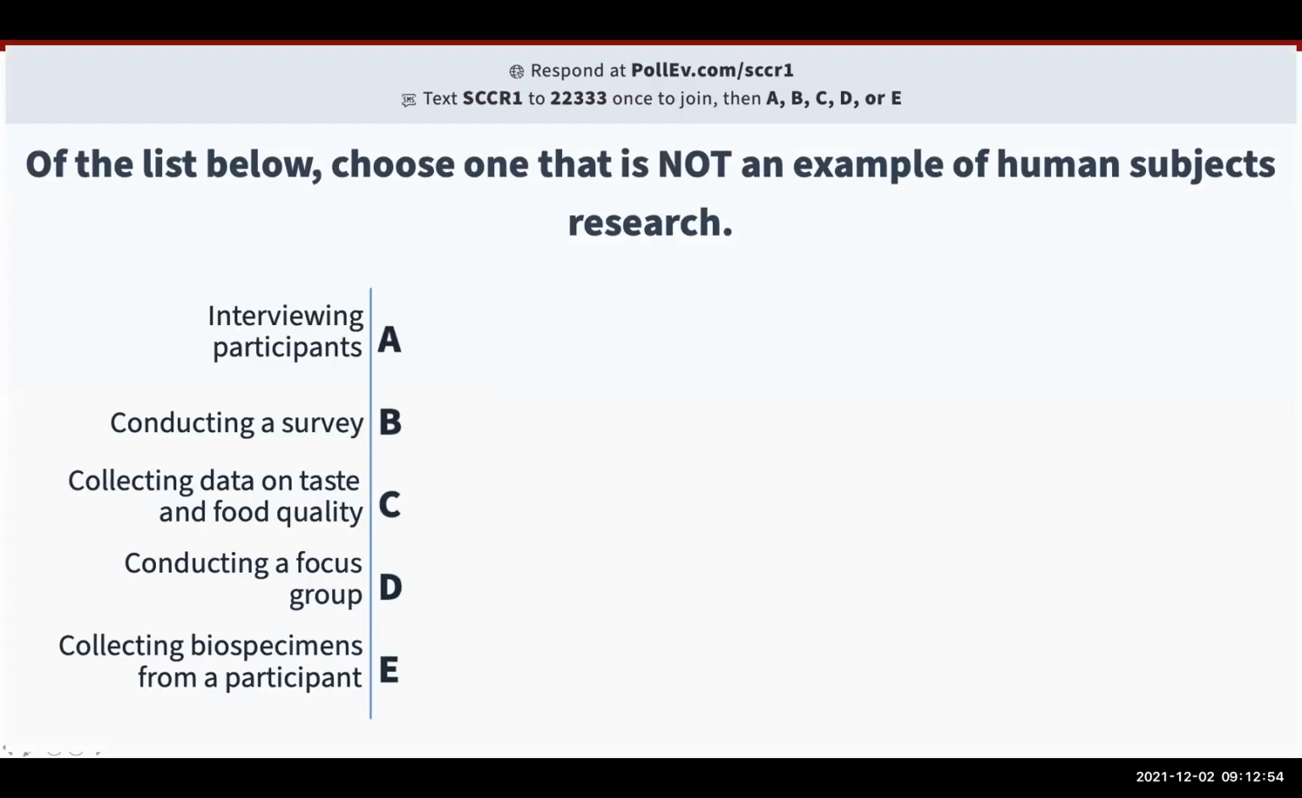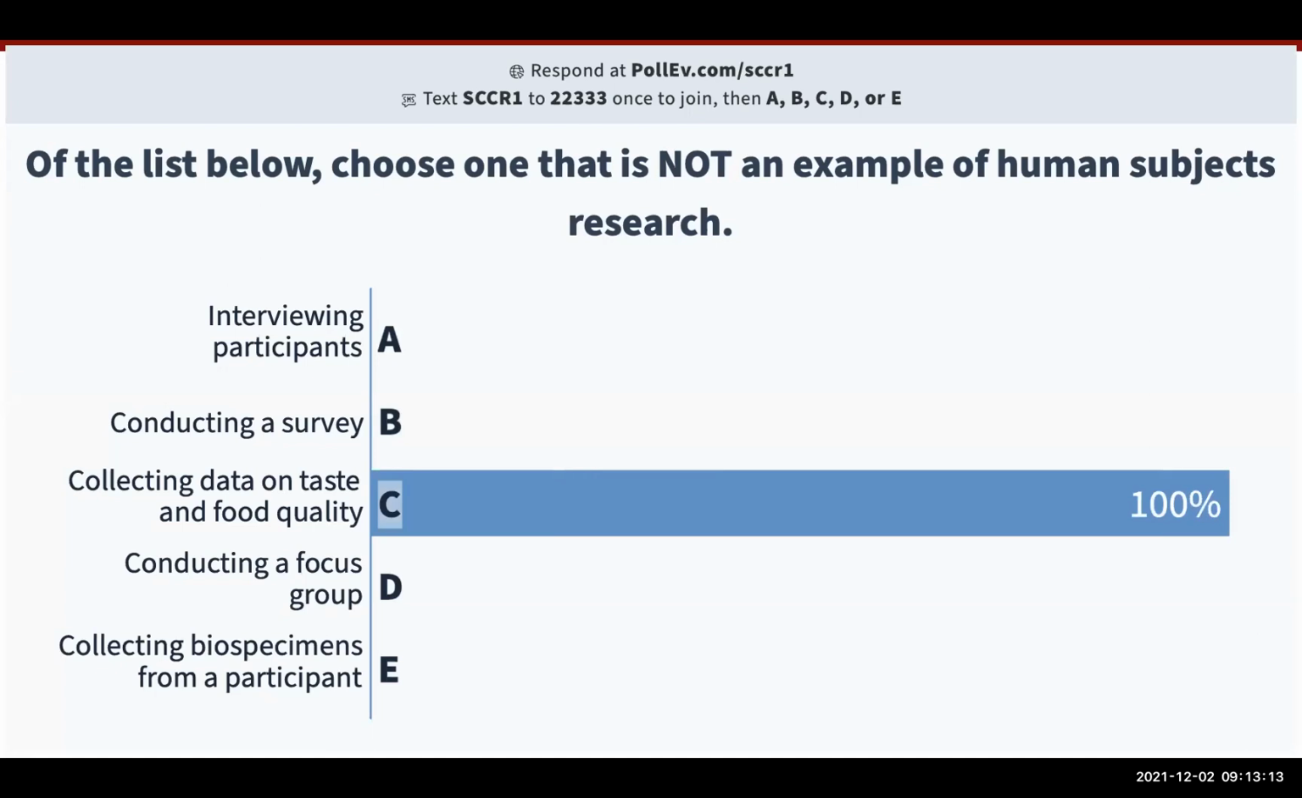So here's our first Poll Everywhere question. Of the list below, choose one that is not an example of human subjects research. Interviewing participants, conducting a survey, collecting data on taste and food quality, conducting a focus group, or collecting biospecimens from a participant. I'll give you guys just 10 or 15 seconds.